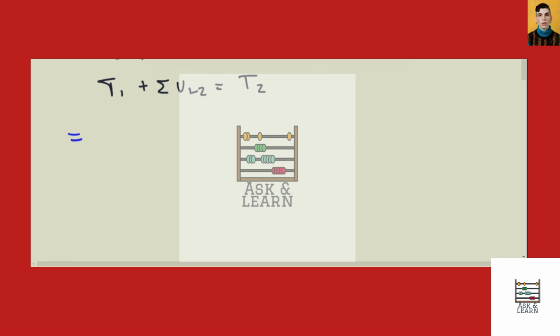Now let's expand the kinetic energy. For T1 we have 1/2 m v1 squared, plus, for now just leave the work alone, equal to 1/2 m times the final velocity, which we'll call vb, squared. So this is what we're looking for.